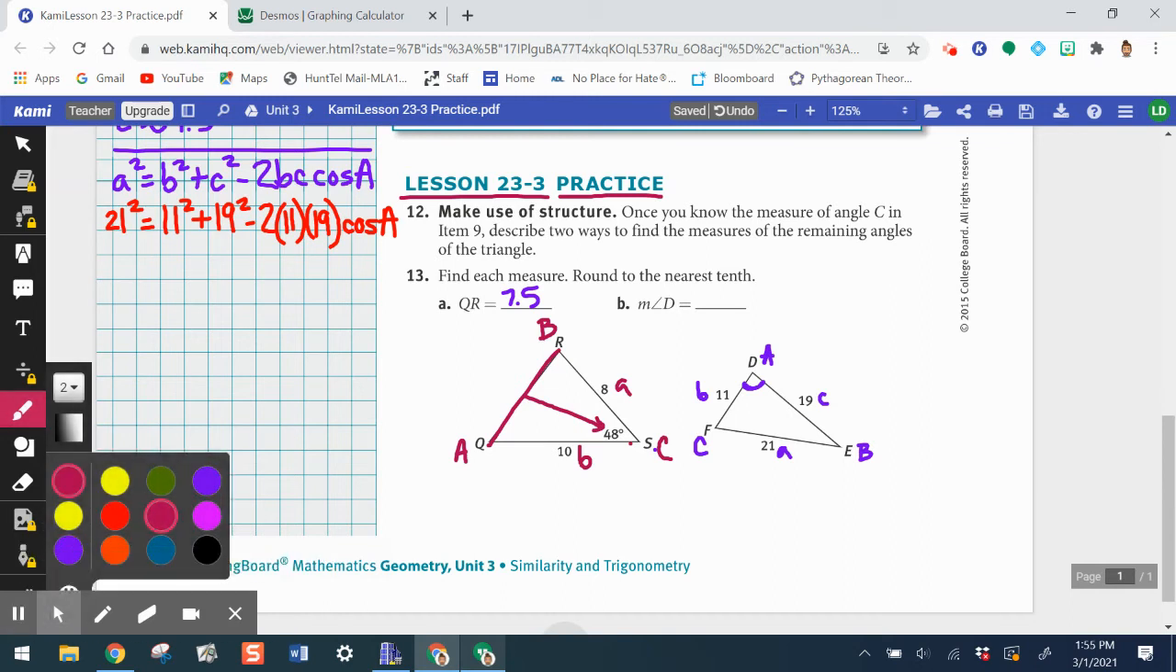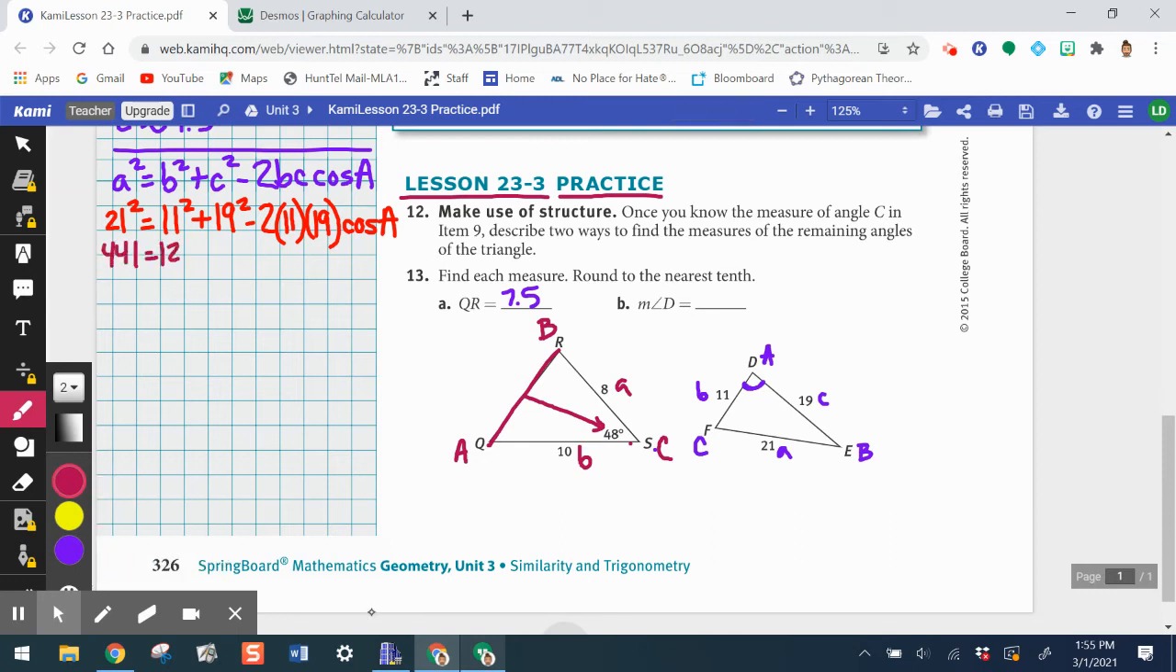So get another color just to change it up a little bit. 21 squared is none other than 441. 11 squared is 121. 19 squared is 361. Minus 2 times 11 is 22, times 19 is 418, times the cosine of A.